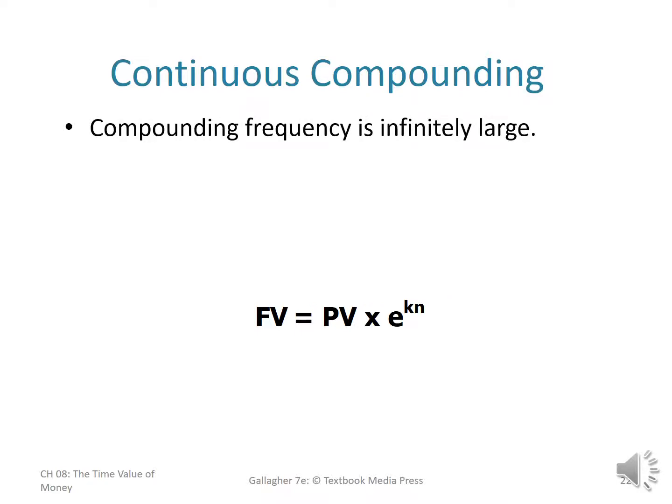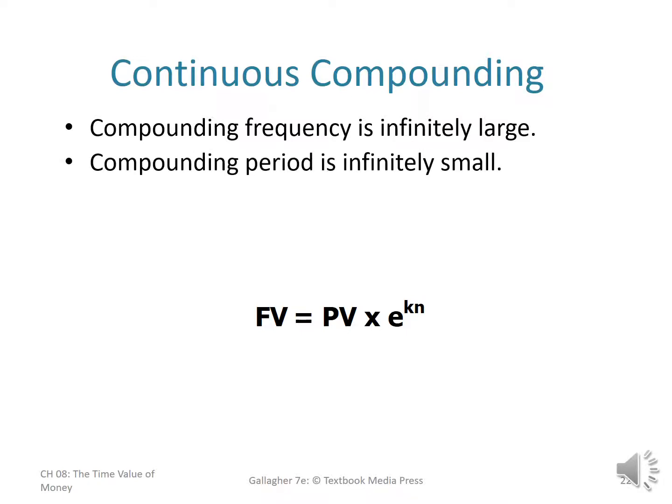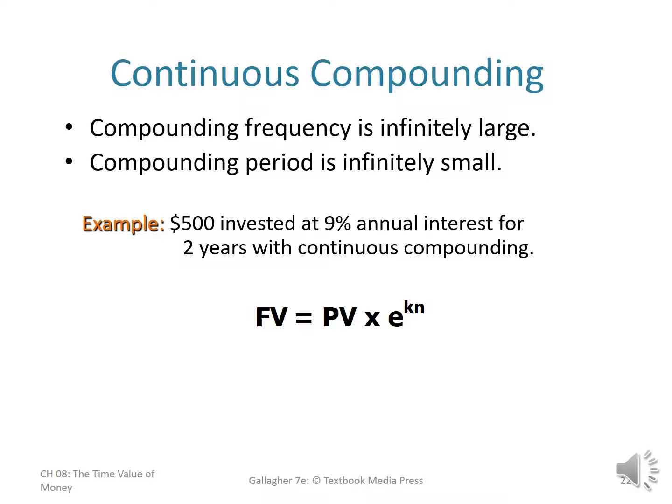Continuous compounding is when the compounding frequency is infinitely large and the compounding period is infinitely small. This is the equation to calculate continuous compounding.